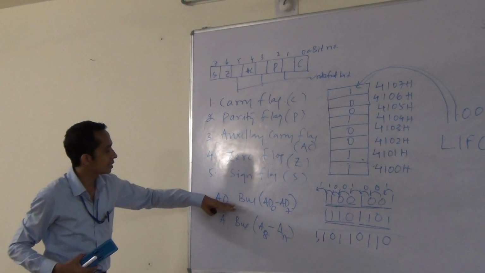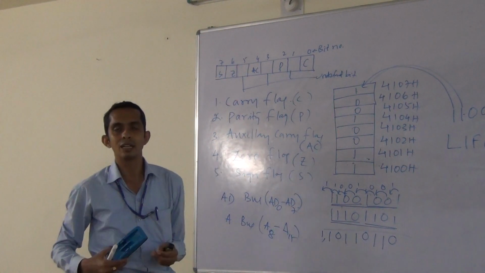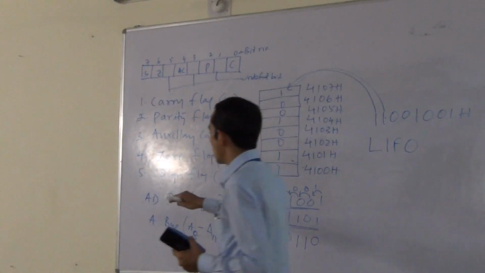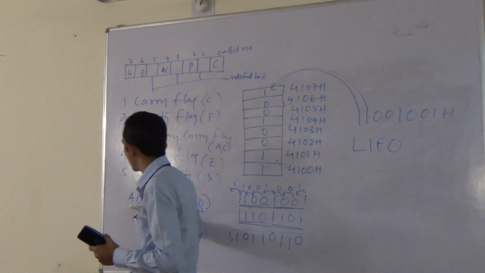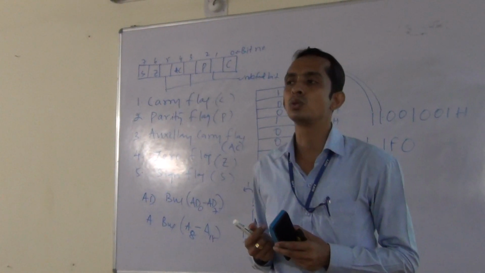At that time, the lower 8-bit address content which is there in the AD bus will be latched by the ALE signal, the address latch enable signal. After latching the lower 8-bit address content, this AD bus becomes free and the data can be carried through that bus.